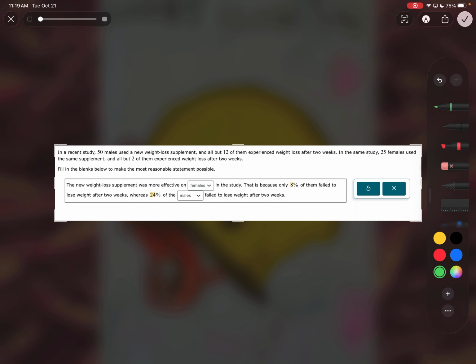In a recent study, 50 males used a new weight loss supplement, and all but 12 of them experienced weight loss after the 2 weeks. All but 12, so that would be 38 lost weight. I'm going to go ahead and write that right there. And 12 didn't, right? Because 50 minus 12. In the same study, 25 females used the same supplement, and all but 2 of them, so that would be 23, lost weight, and 2 didn't. Just weird wording right there, so you got to be careful.